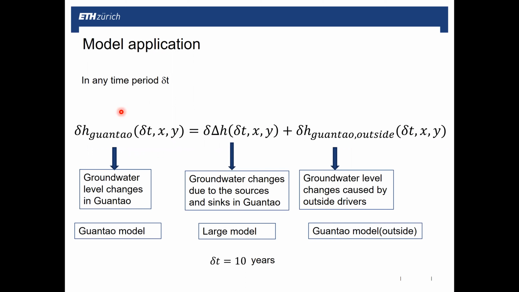And this is the groundwater level change in delta T, and it could be decomposed into the groundwater level change due to the inside contribution and the groundwater level change due to the outside contribution. Each part we can also get from the 3 different models. And in this case, the time period is 10 years.